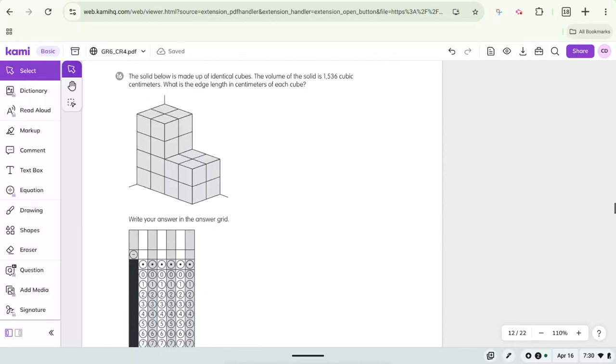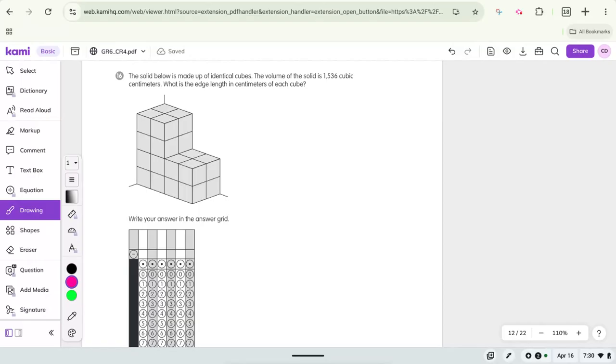All right, number 16, we have a solid made up of identical cubes. The volume of the solid is 1,536 cubic centimeters. What is the edge length in centimeters of each cube? First thing you should do is count the cubes. I notice on the bottom there are 1, 2, 3, 4, 5, 6, 7, 8, and then 9, 10, 11, 12. And you can double that because this is 2 cubes deep. So I know that there are 24 total cubes.